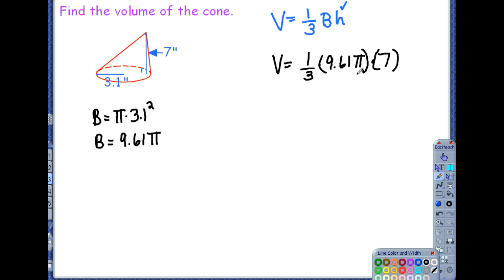Sounds good. Now, we could leave this answer just in terms of pi and keep it more exact, but I'll tell you that we're going to get weird decimals anyway. So I'm going to go ahead and type in, we've got our 9.61 pi gives us a 30.1907, etc. So I'm going to take that times 7. And again, I could either take it divided by 3 or times 1/3. And that should give us a 70.44. And this is cubed inches again.